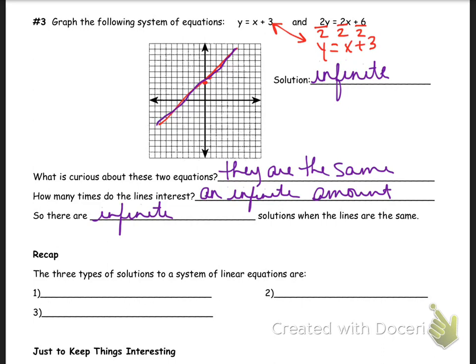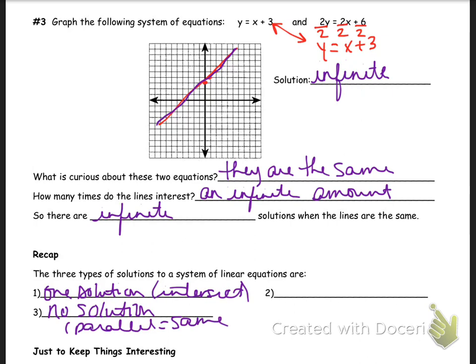So let's recap here. The three types of solutions to a system are, we have one solution, that is the point in which they intersect. We have no solutions, and that is when they are parallel, same slope. And then we have infinite solutions, and that is when the equations are the same or identical.